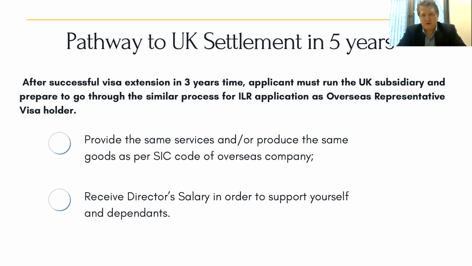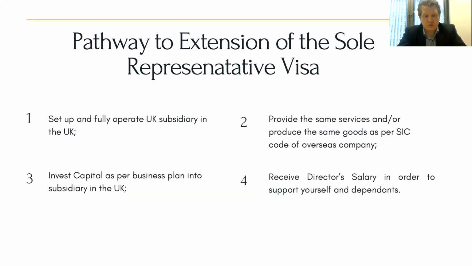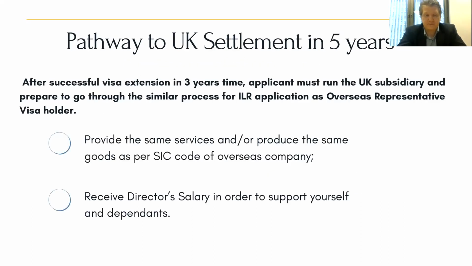In terms of the pathway to UK settlement in 5 years, it's pretty much similar to the extension. However, the applicant has already submitted the capital and already provided all the information as a set-up subsidiary, and so on. That's done during the first 3 years. So you only need to receive the salary, run the subsidiary, and provide the same services.